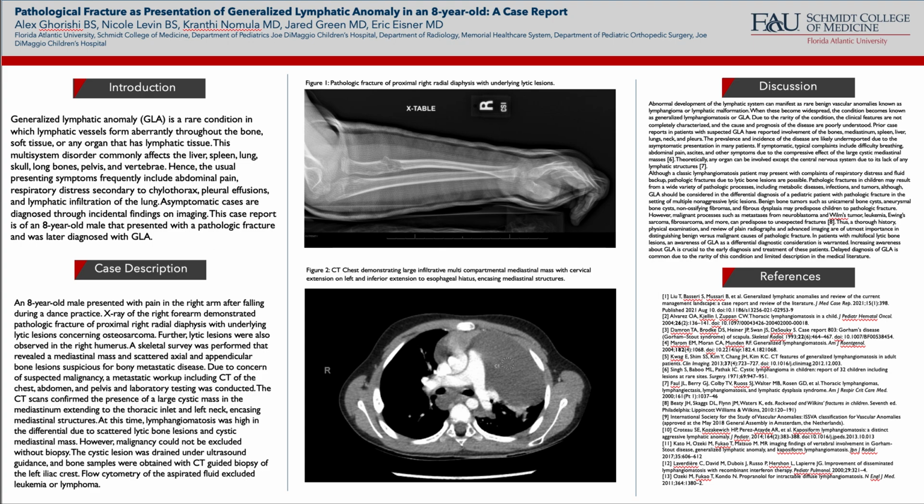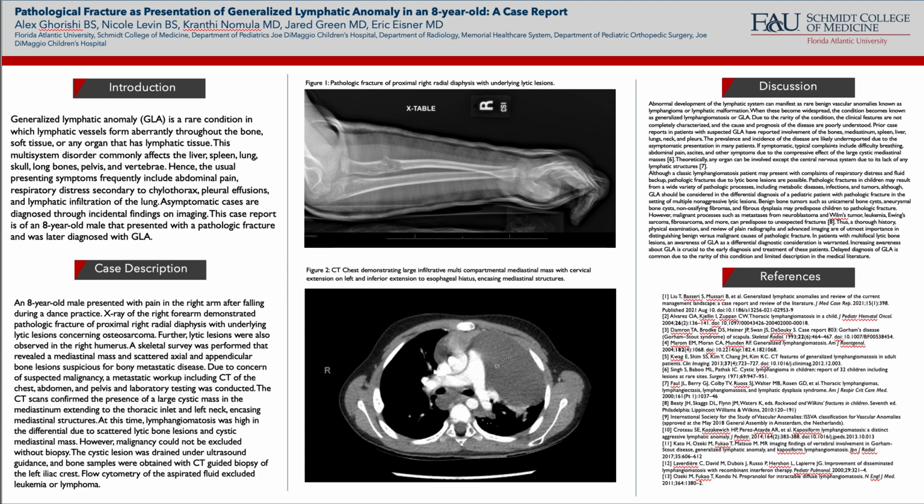A skeletal survey was performed that revealed a mediastinal mass and scattered axial and appendicular bone lesions suspicious for bony metastatic disease. Due to concern of suspected malignancy, a metastatic workup including CT of the chest, abdomen, and pelvis and laboratory testing was conducted. The CT scans confirmed the presence of a large cystic mass in the mediastinum extending to the thoracic inlet and left neck, encasing mediastinal structures.